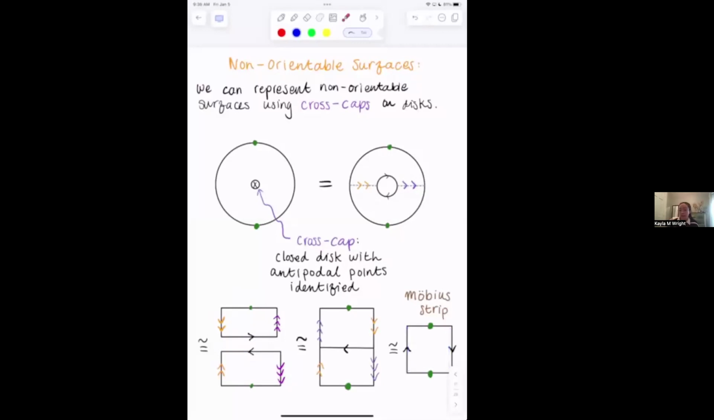And so now hopefully you're convinced that this is actually a Mobius strip where we've identified these two vertical sides with the opposite orientation. So these are the pictures that we're going to be looking at to denote these non-orientable surfaces.